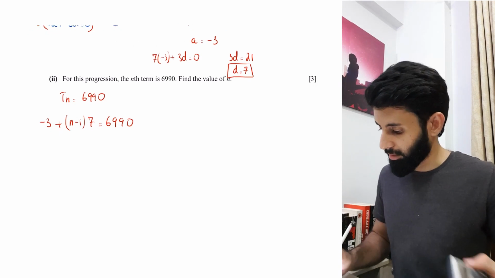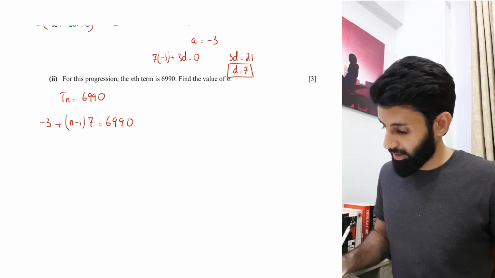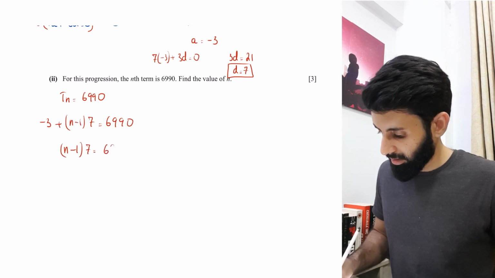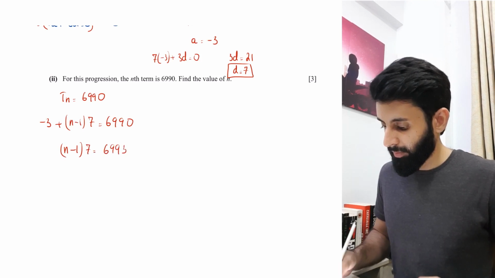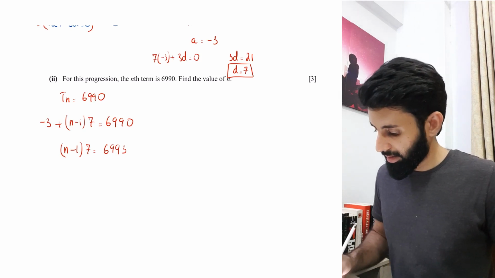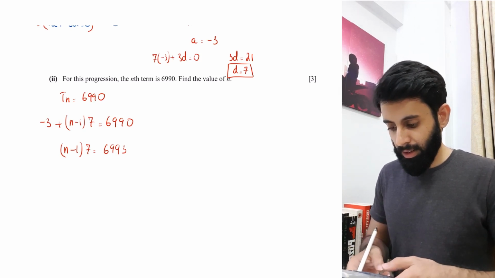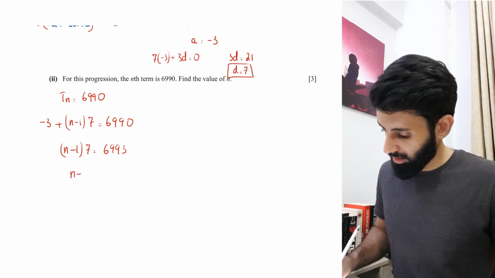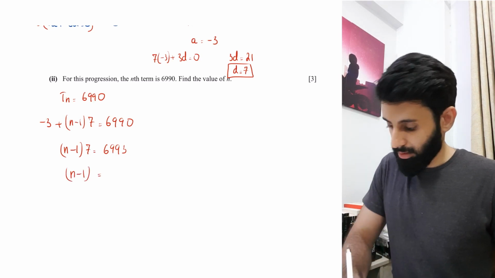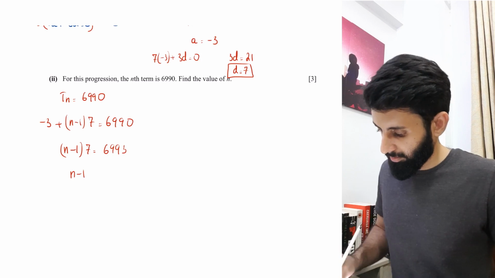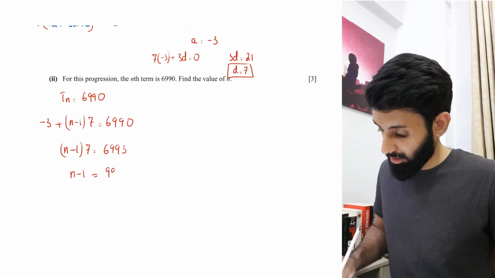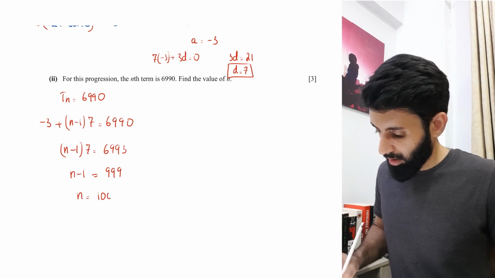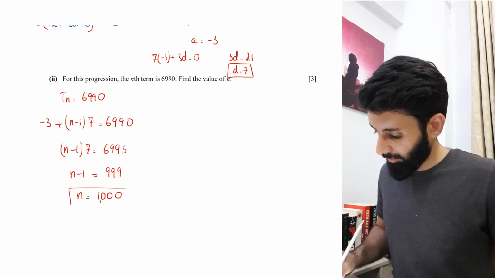Okay, that's pretty cool. So you're looking at n minus 1 times 7 is equal to 6993, because once you take minus 3 over to the right hand side, it gets added. And now you're looking at 6993 divided by 7. So n minus 1. Actually, there's no need to put a bracket anymore. So n minus 1 is equal to 999, which means n is equal to 1000. And there you go.